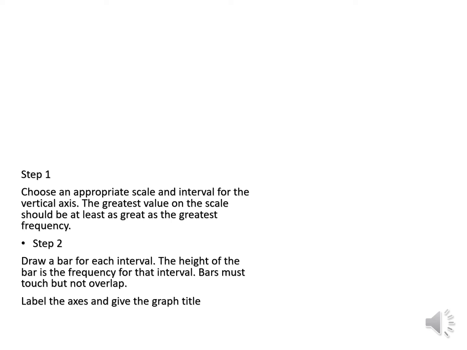So these are the steps which we are supposed to follow. That means we have to choose an appropriate scale and intervals on the vertical as well as the horizontal axis, that is, on the x-axis and y-axis. Step 2 is to draw the bar diagram for each interval according to its height, which is nothing but the frequency, and the bars must touch each other. They should not overlap each other.